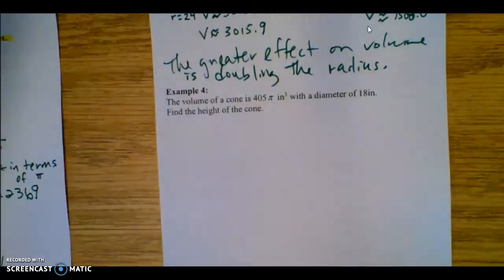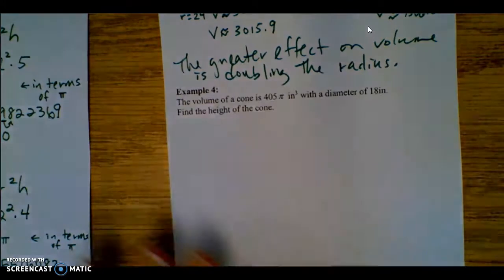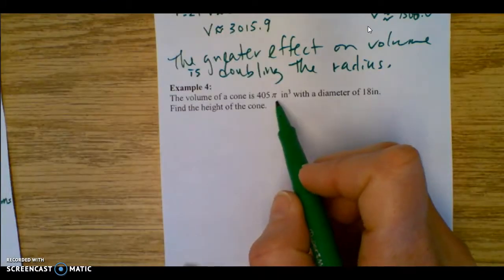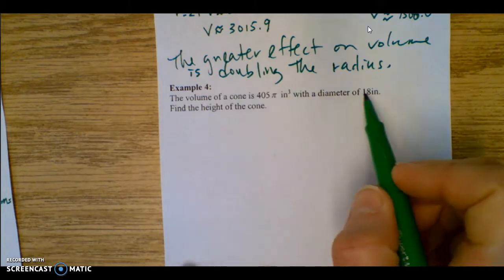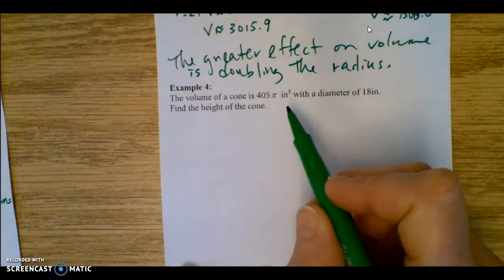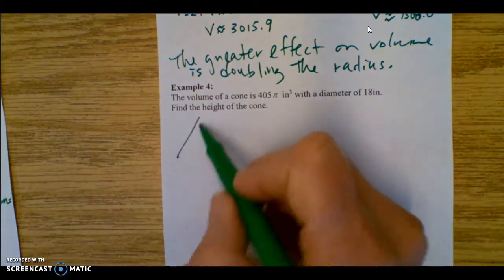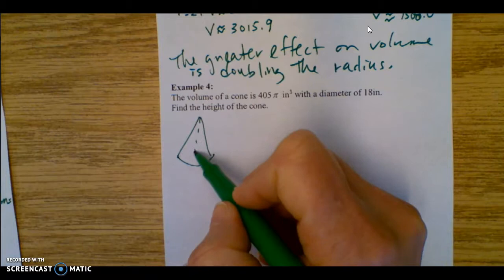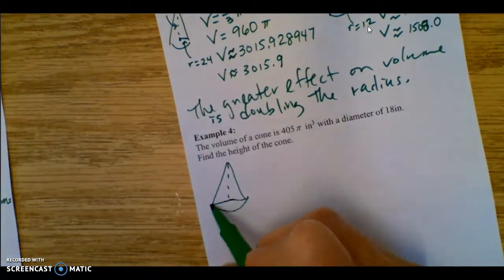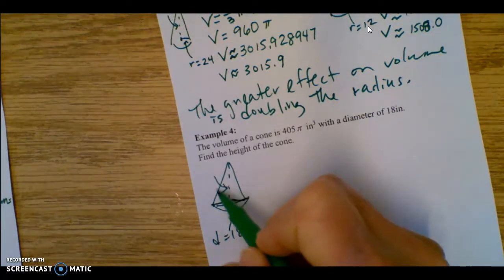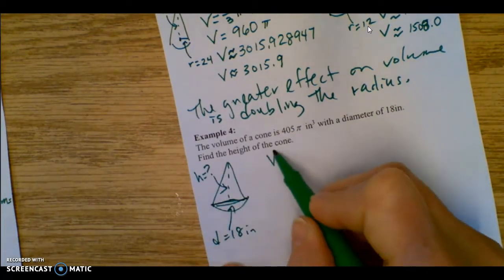Now, the last problem that we're going to work on doesn't have a picture, so we could draw one if we wanted to. But it also gives us some information that's a little different. It tells us the volume of the cone is 405 pi inches cubed, and it tells us the diameter of the cone is 18 inches. What we don't know is the height. So if we wanted to draw a picture, we could draw that. We know the diameter all the way through is 18 inches, and we know that we're looking for the height, but we happen to know the volume.